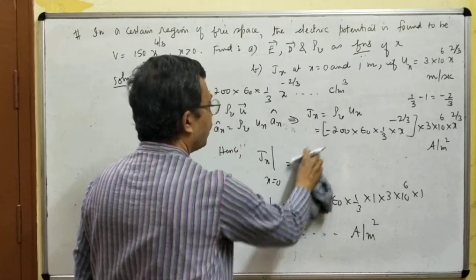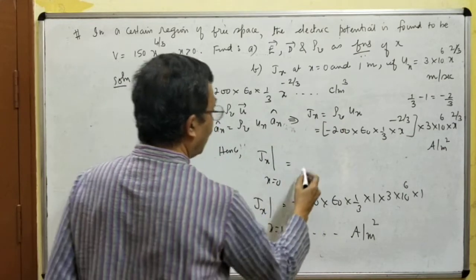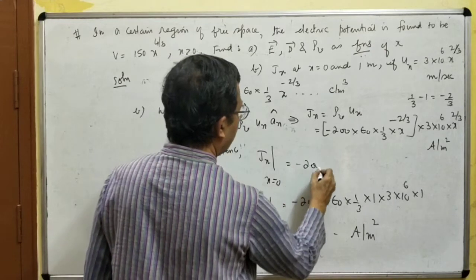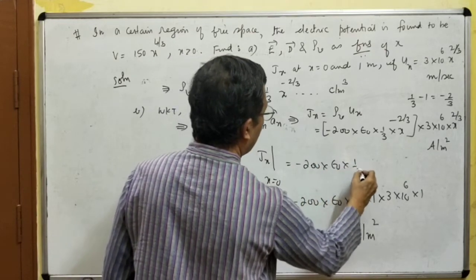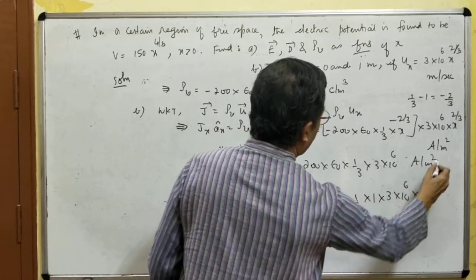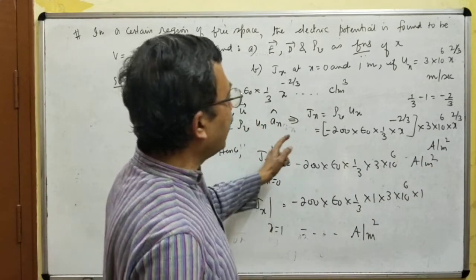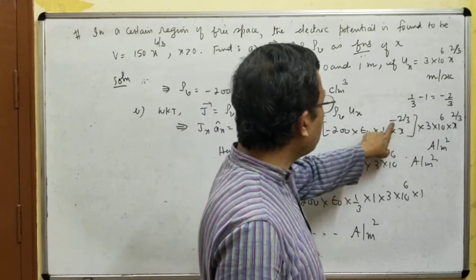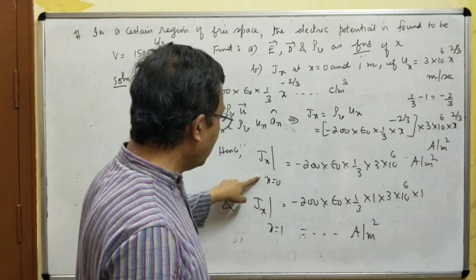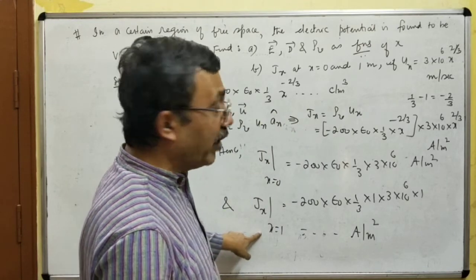Therefore, this is not 0. Jx at x equal to 0 also gives the same answer. Minus 200 into epsilon naught into 1 by 3 into 3 into 10 to the power 6. The effect of x gets cancelled out because x to the power minus 2 by 3 into x to the power 2 by 3 is 1. Therefore, Jx at x equal to 0 and Jx at x equal to 1 will give identical answers.